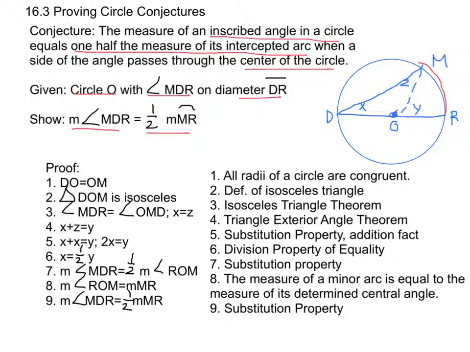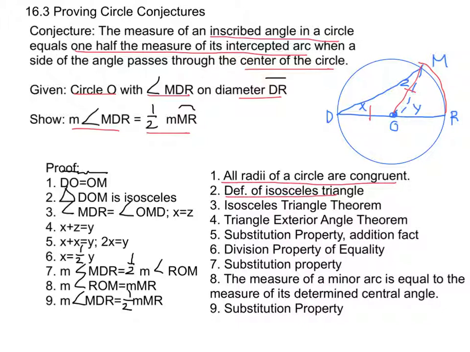So first we're going to prove that segment DO is congruent to segment OM, and that is for the reason that all radii of a circle are congruent. So now we can say that this segment is congruent to this segment. And then our second one says that we can conclude that triangle DOM is isosceles, because now we know that these two sides are congruent, and that's the definition of an isosceles triangle.